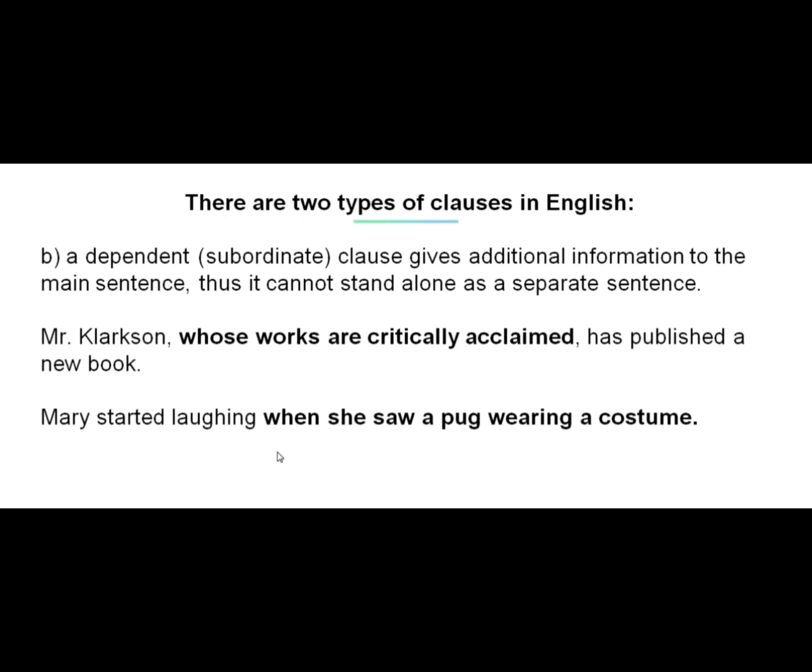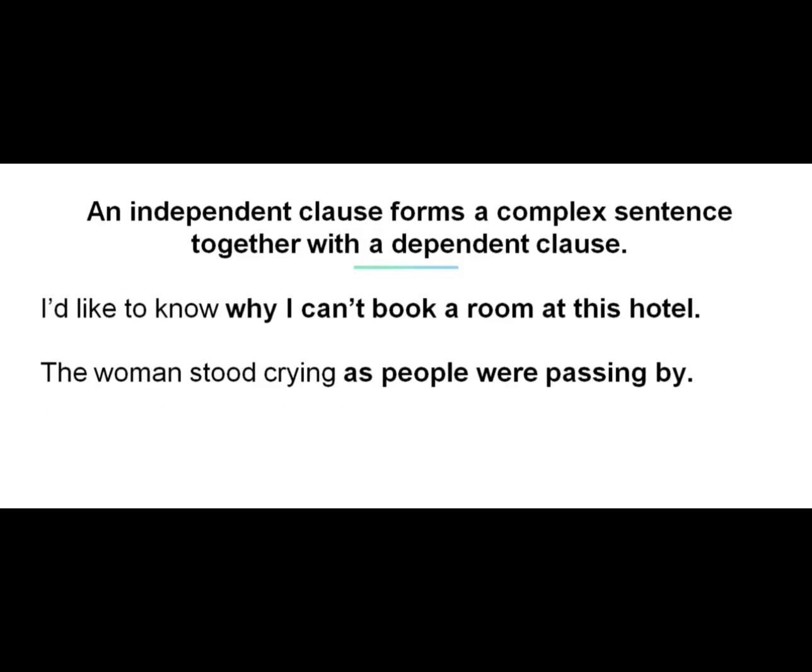Mary started laughing when she saw a pug wearing a costume. Now, when she saw a pug wearing a costume, it's a dependent or subordinate clause, and it gives us a bit more details about why she started laughing. Now, an independent clause forms a complex sentence together with a dependent clause. Have a look at the examples below. I'd like to know why I can't book a room at this hotel. The woman stood crying as people were passing by.